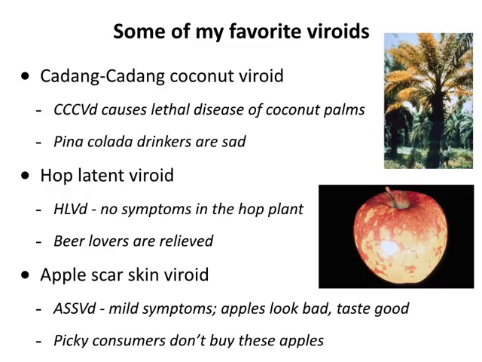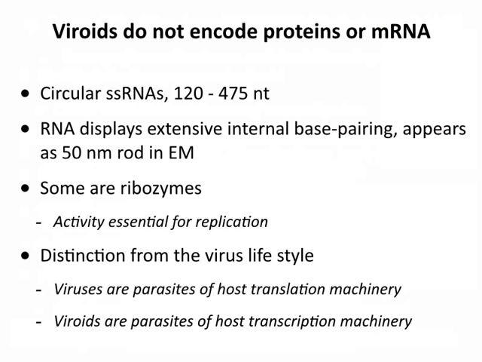These are some of my favorite names. Kadang Kadang coconut viroid. Causes a disease of coconut palms, makes the leaves yellow and affects the fruit growth. Hop latent viroid. This is an example of one that doesn't cause any disease. This infects hops, which you use to make beer, right? But this doesn't cause any problems. And then apple scar skin viroid. It makes the apple look funny. I don't know if you've ever been to a market, you might see apples like that. It's caused by a viroid. Doesn't affect the taste, but people might not pick it up because it looks funny. But if they're cheap, you might pick them up, right? Anyway, I like those. Those are pretty neat. Just an example of some of them.